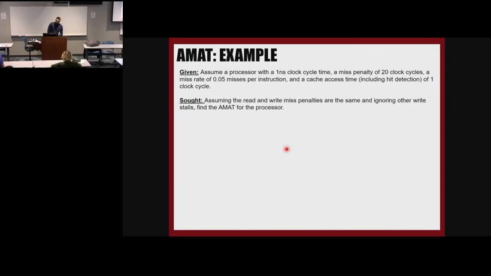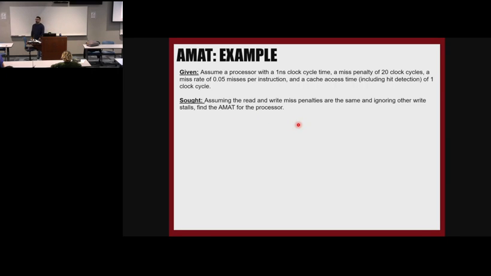So now let's have this example. We have a processor with a 1 nanosecond clock cycle time and a miss penalty of 20 clock cycles, a miss rate of 0.005, this is per instruction, and a cache access time of 1 clock cycle. That's the new information that we didn't have before. So assuming that the read and write miss penalties are the same and ignoring the other write stalls, find the AMAT for this processor.